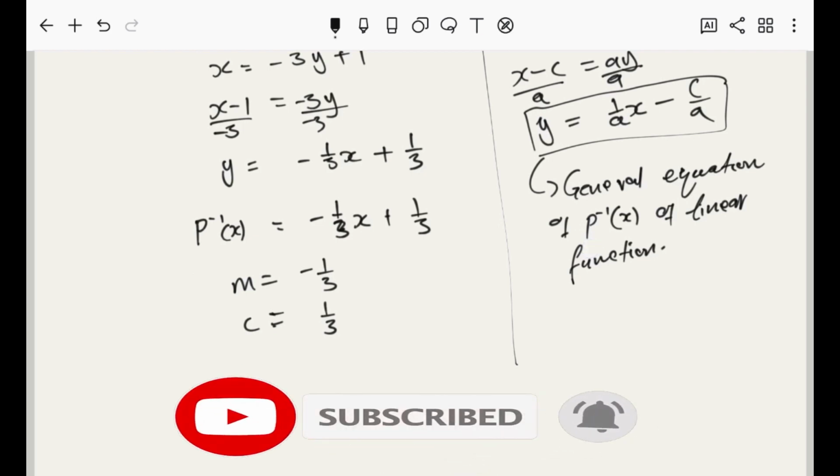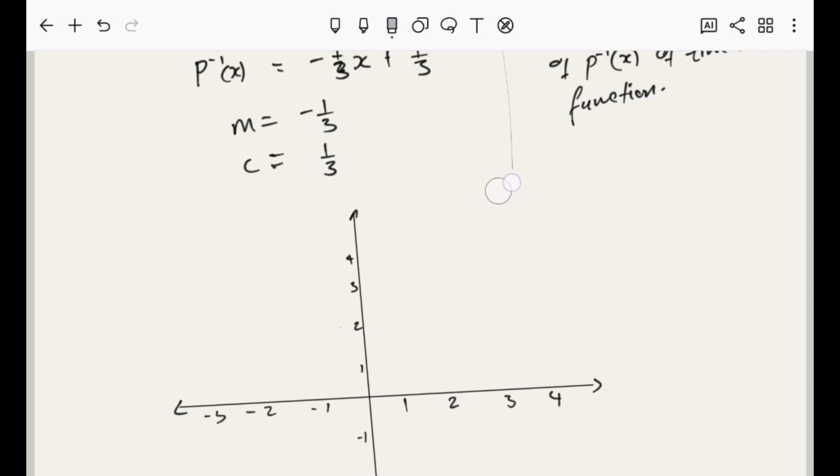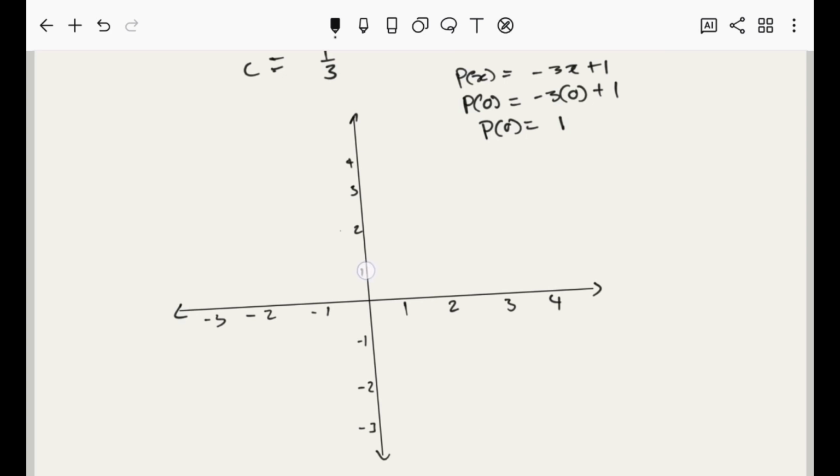So now let's look at a sketch of this. What does this look like graphically? What we need to remember now is, how do we plot a graph in general? We are given that p of x is equal to minus 3x plus 1. The first thing that we need to do is to find the y-intercept. To find the y-intercept, we let x equal 0. So p of 0 is equal to minus 3 times 0 plus 1. We find that p of 0 is equal to 1. So that is where our first point is, it cuts through 1.